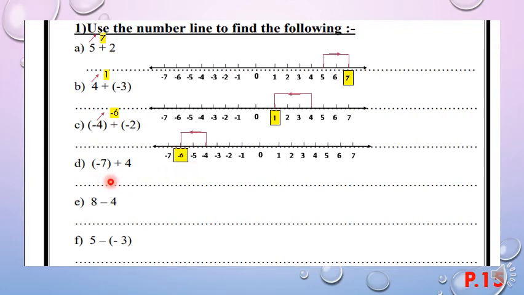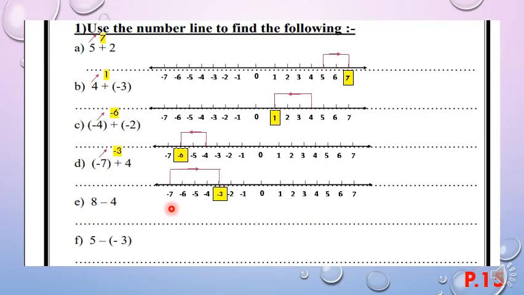Letter D. Negative 7 plus 4. The result is negative 3. I'm going to move from negative 7 till I reach negative 3 on the number line. Here is negative 7. I'm going to move to the right till I reach negative 3, then go down on it. This is my answer.